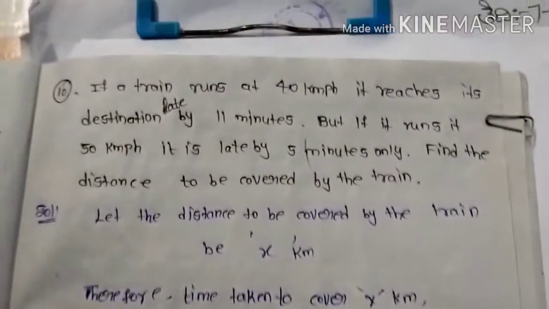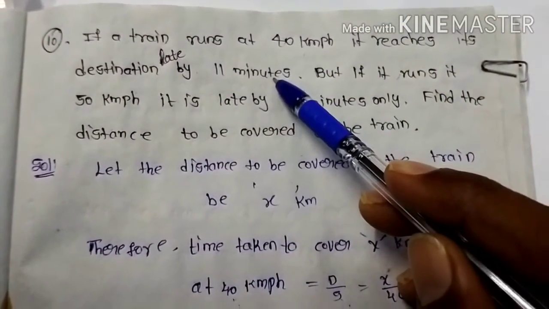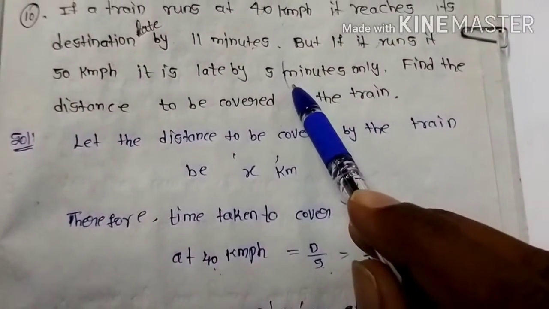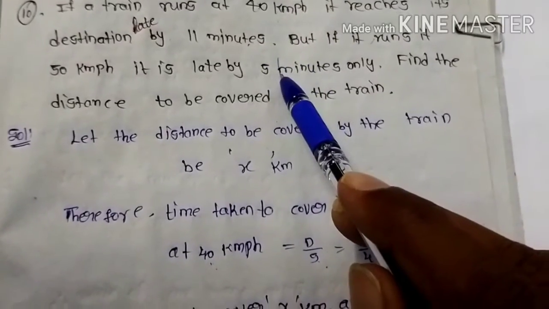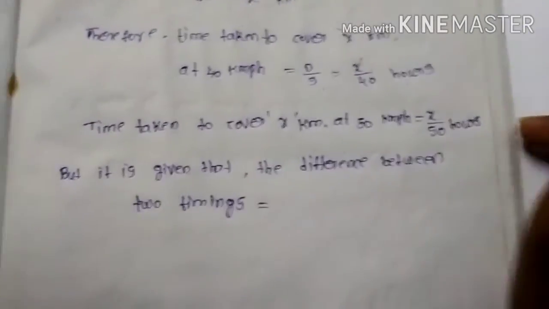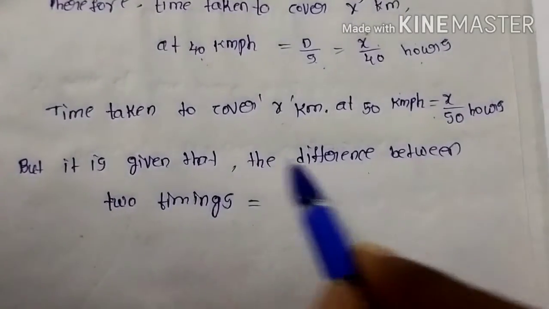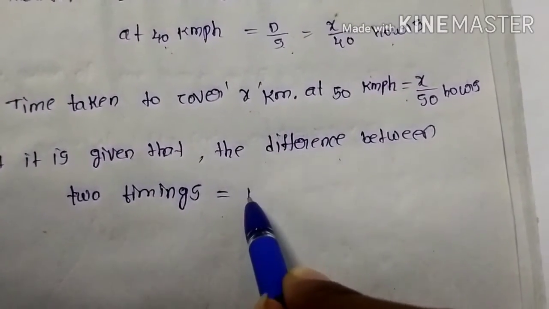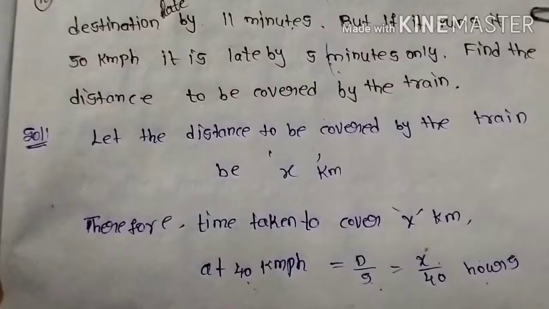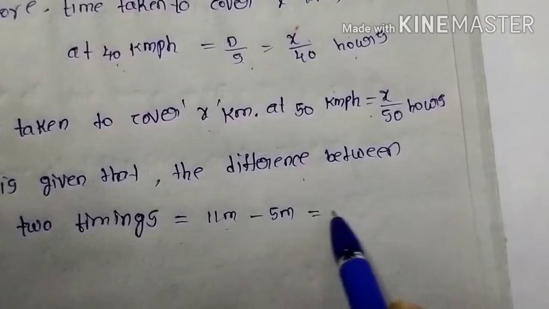Already the first time, if the train runs at 40 km per hour, it is 11 minutes late. If it is 50 km per hour, it is 5 minutes late. That means both times it is late, so we can find the difference between the times. The difference between the two timings: first time is 11 minutes, next time only 5 minutes. That means 11 minutes minus 5 minutes, you will get 6 minutes.